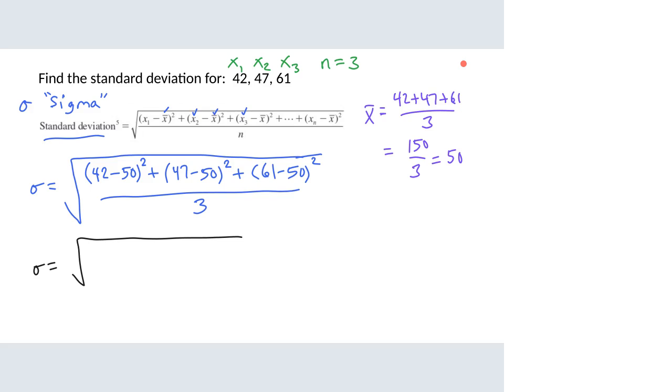So 42 minus 50 is negative 8, and that's going to need to be squared. 47 minus 50 is negative 3, and that's going to need to be squared. And 61 minus 50 is 11, and that's going to need to be squared. And the whole thing's divided by 3. All right, now we do exponents, so we're going to do our squaring next. I'll have standard deviation is the square root of negative 8 squared. Let's take a little second and talk about that.